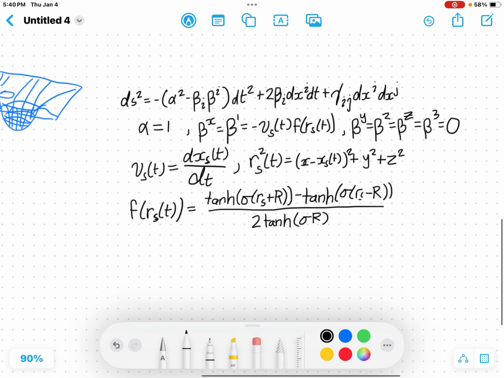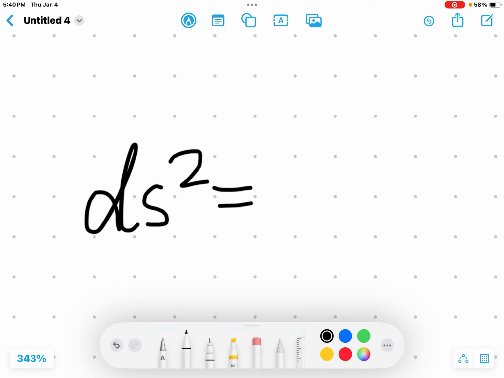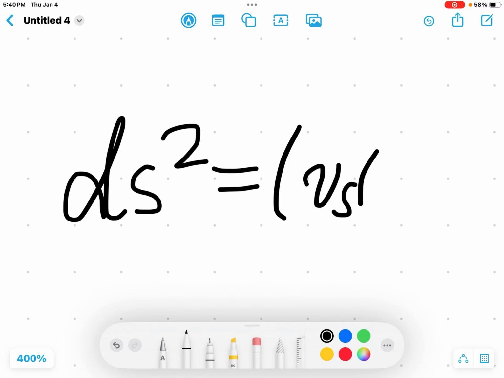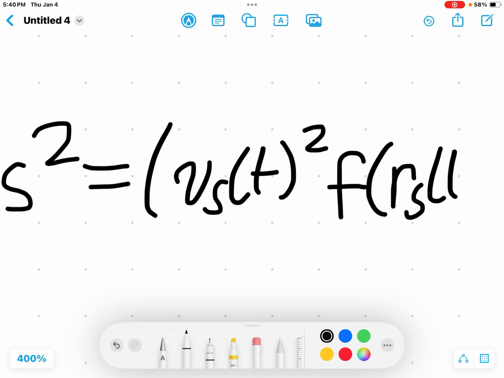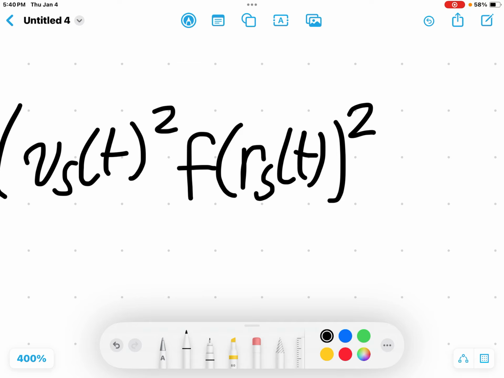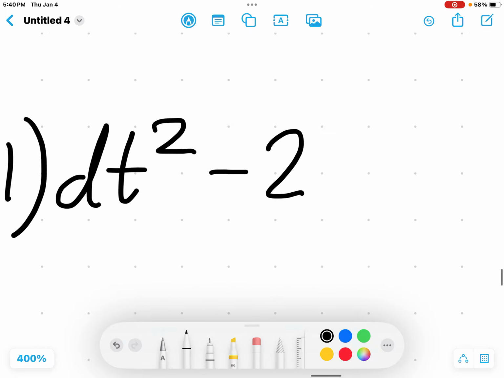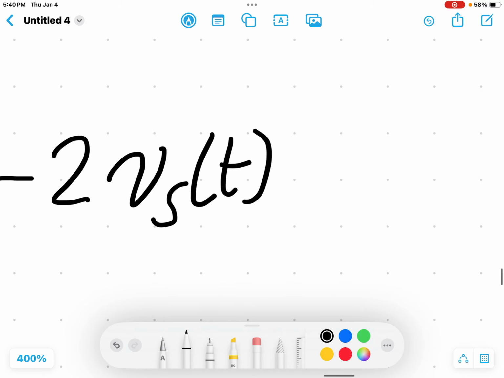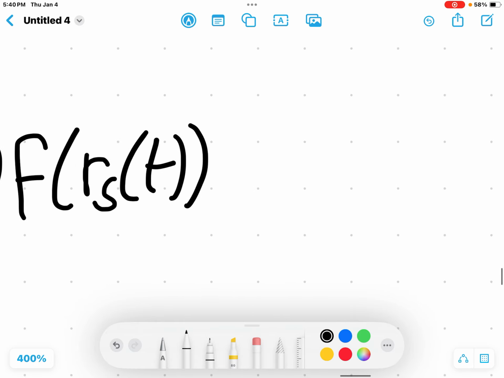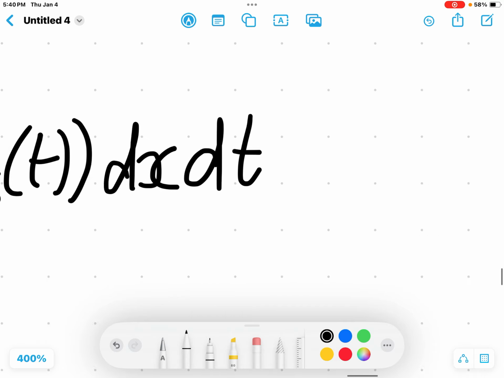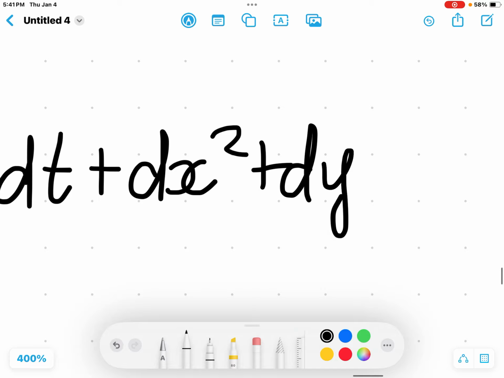And if you guys are still confused by this over here, the final form that he studied for the metric is ds squared equals (v_s(t) squared f(r_s(t)) squared minus 1) times dt squared, minus 2 v_s(t) f(r_s(t)) dx dt, plus dx squared plus dy squared plus dz squared.